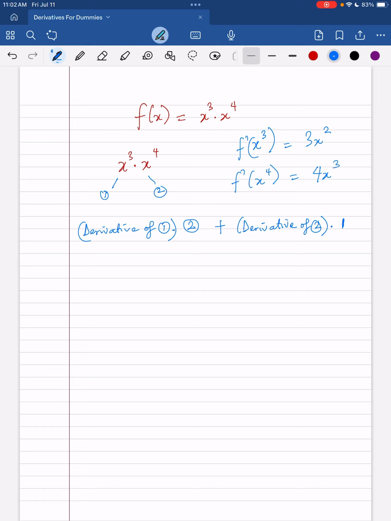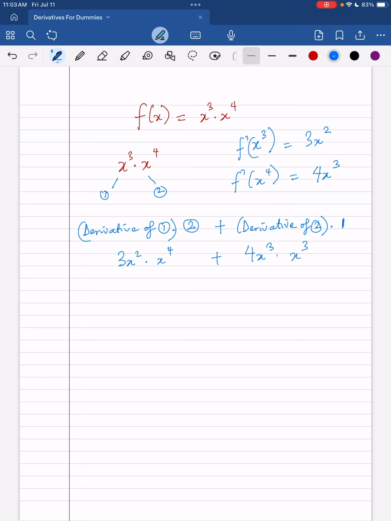Okay, so now let's use this formula. What's the derivative of 1? The derivative of 1 is 3x squared. So 3x squared multiplied by 2, x to the 4, plus the derivative of 2. The derivative of 2 is what? 4x cubed, multiplied by 1, x cubed. Okay? So now we can further simplify.